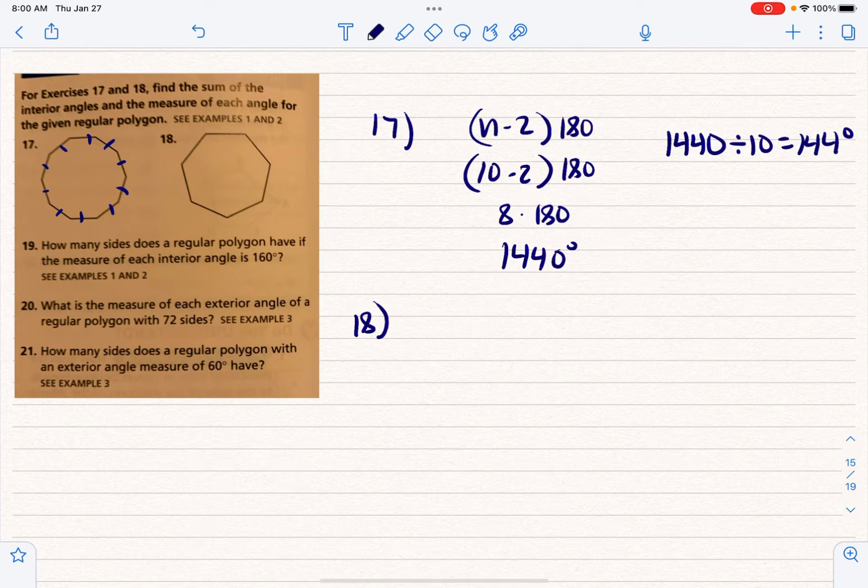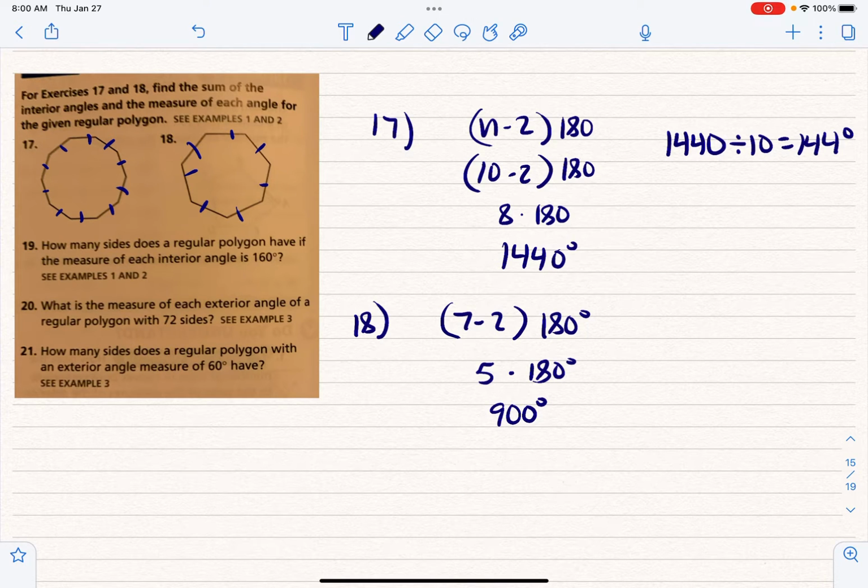Okay, number 18 is virtually identical, except it has 1, 2, 3, 4, 5, 6, 7 sides, which is terrible. I'm sorry, but 7 sides just doesn't divide nicely at all. So you go 7 minus 2 times 180. That gives you 5 times 180, which is a nice clean number. It's 900. And so that's the sum, so that's really nice. But then you have to go 900 divided by 7, and that's just ugly.